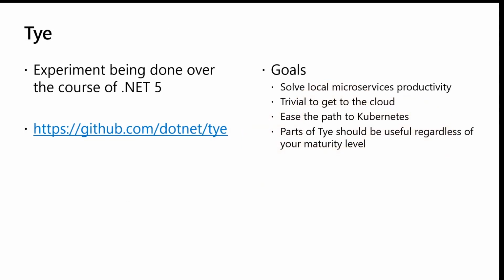Right, which I think brings us to this slide, which is, what is Tye? What are we doing? Tye is an experiment that we're doing over the course of .NET 5. It's here on GitHub. We're trying to solve local microservices productivity. We want to give you a really good, productive local experience for building microservices and getting them up to Kubernetes. And as I think Ryan said to me today, we want to provide you a menu that you can choose from, right?